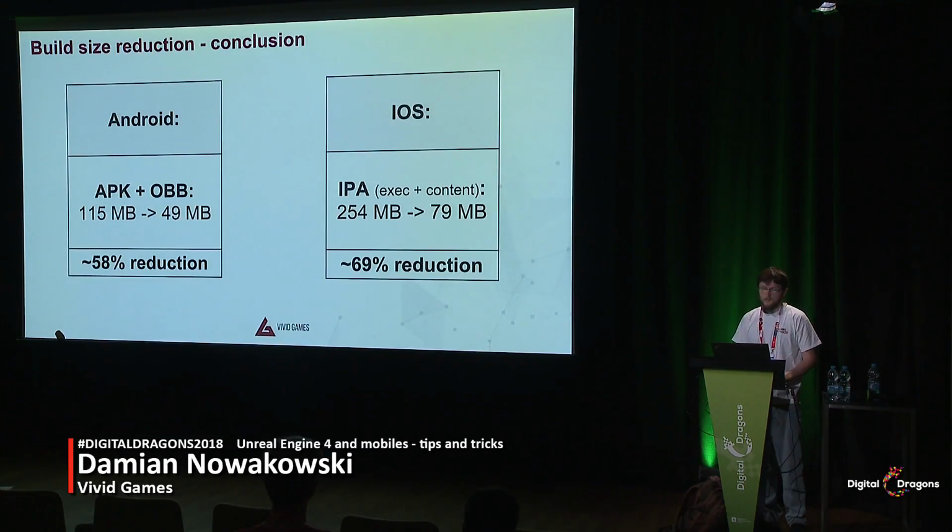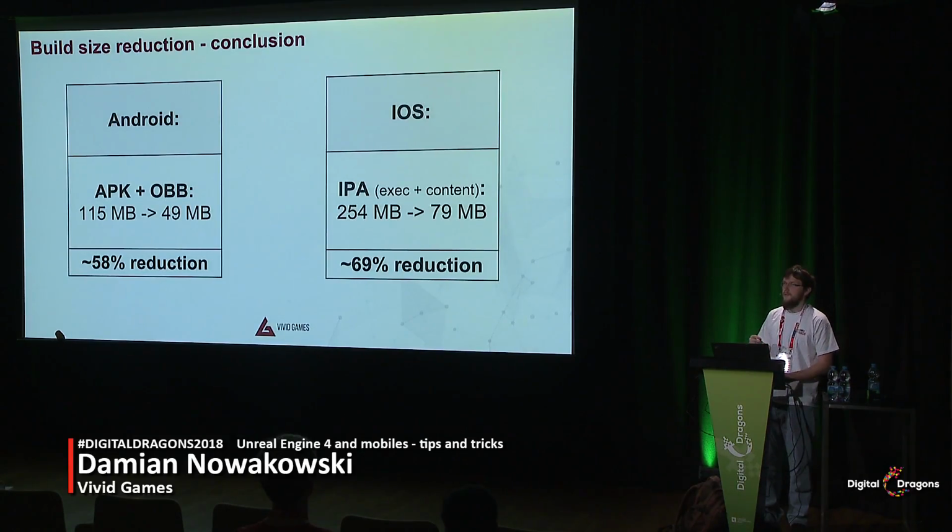And after the conclusion, we can see that we have about 58% of the reduction of the size on the Android build, and we can also apply all of these settings to the iOS version, and here we can get even a 69% reduction. So at the beginning of the project, when you set all of these settings, you will just start with the smaller size of the application.